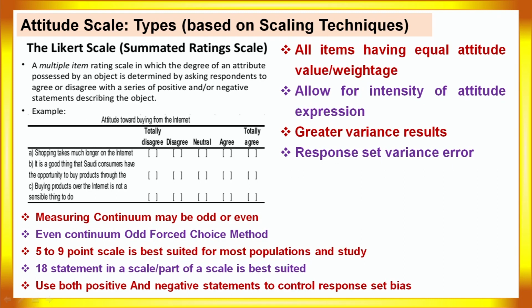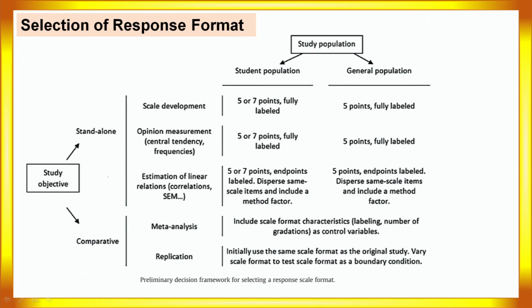Mostly in usage, you will find around 42 items in a Likert scale, and that is taken as the optimum. Now, I already told you that to control response set bias, you have to use a negative and positive statement combination, so that you can detect those response set biases.